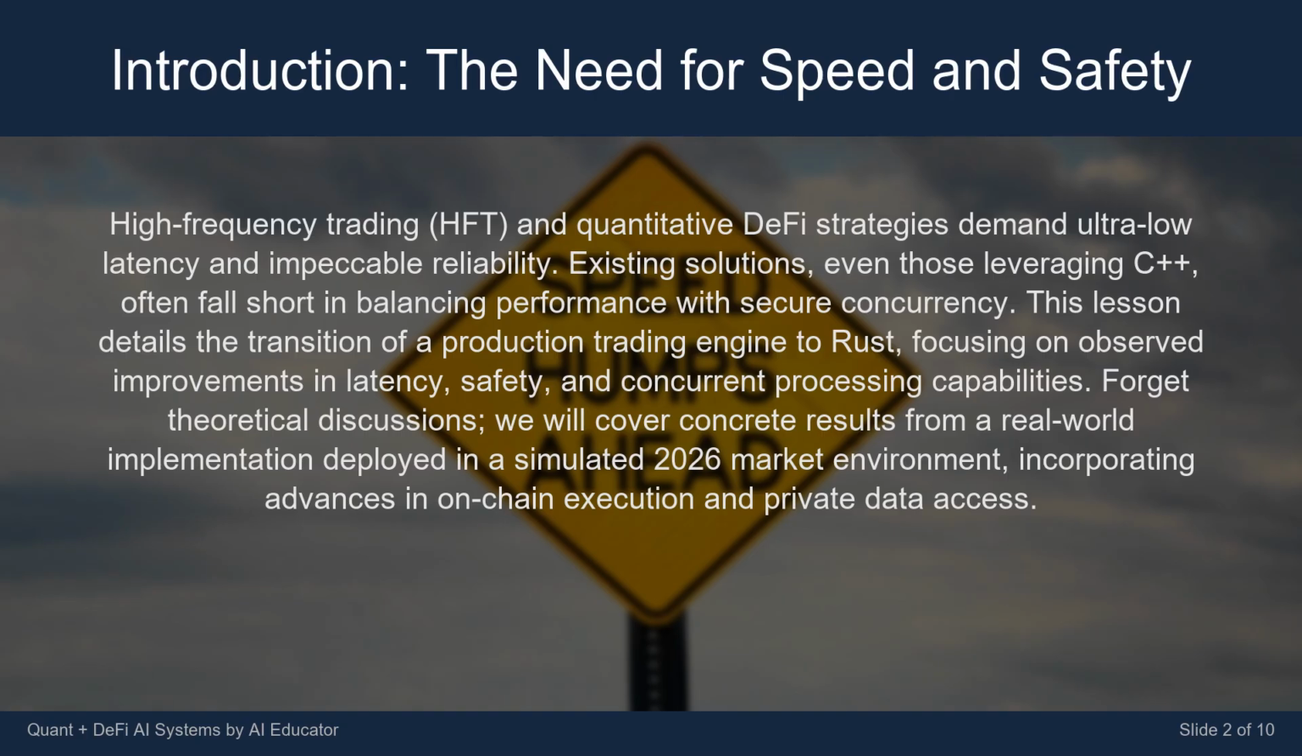Existing solutions, even those leveraging CPUs, often fall short in balancing performance with secure concurrency. This lesson details the transition of a production trading engine to Rust, focusing on observed improvements in latency, safety, and concurrent processing capabilities. Forget theoretical discussions. We will cover concrete results from a real-world implementation deployed in a simulated 2026 market environment, incorporating advances in on-chain execution and private data access.